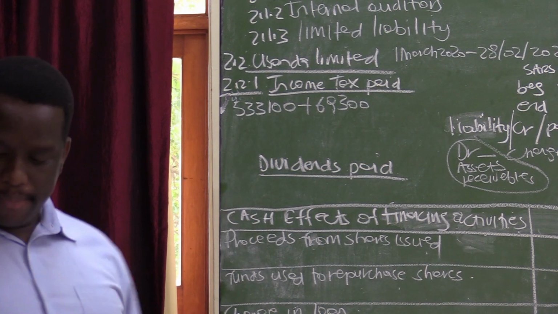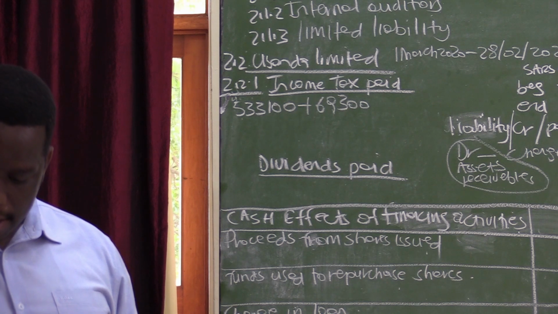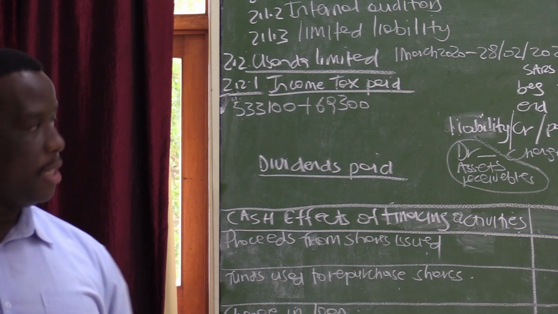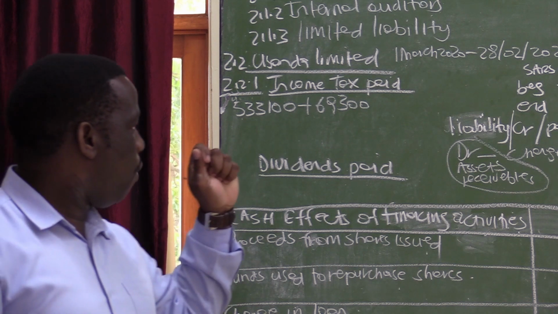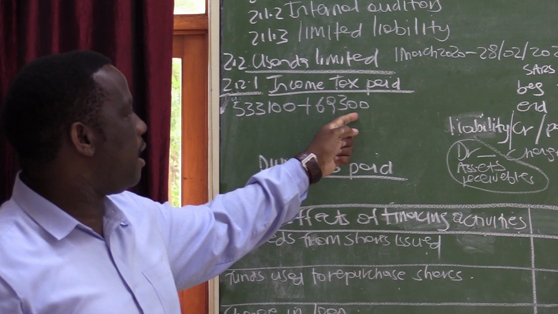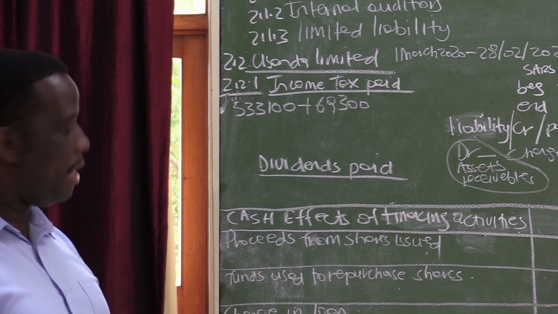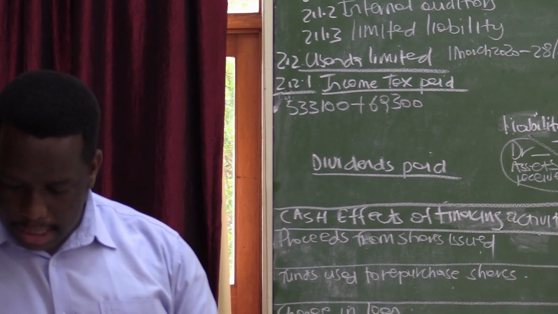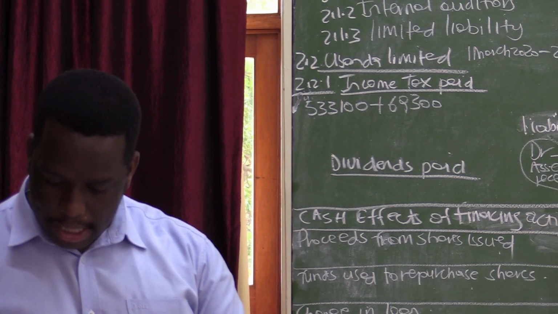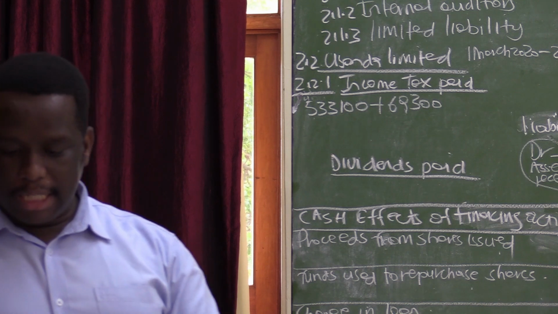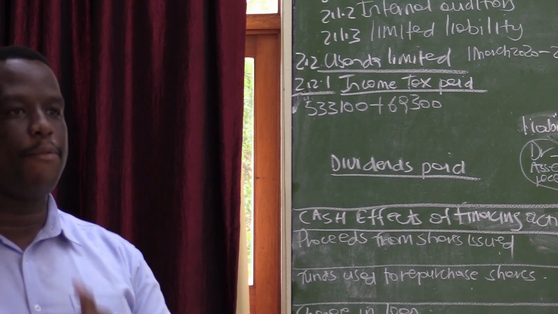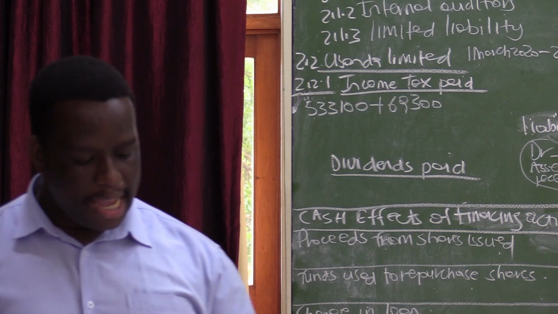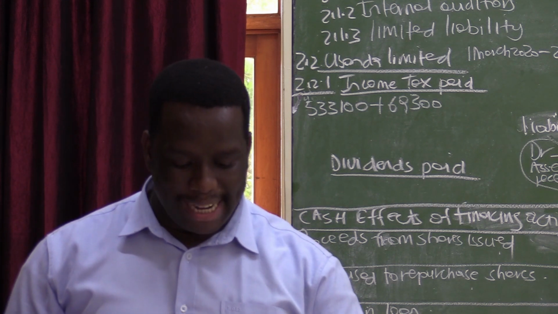If the tax for this year is 533,100, and we were owing SARS at the beginning of the year 69,300, it means we were supposed to give what is due to SARS at the beginning of the year, which is 69,300, and also pay the income tax for the current financial year. So the total amount that should have been paid to SARS is 533,100 plus the amount that we were owing at the beginning, which is 69,300. So the total amount that was supposed to be paid to SARS was 602,400.